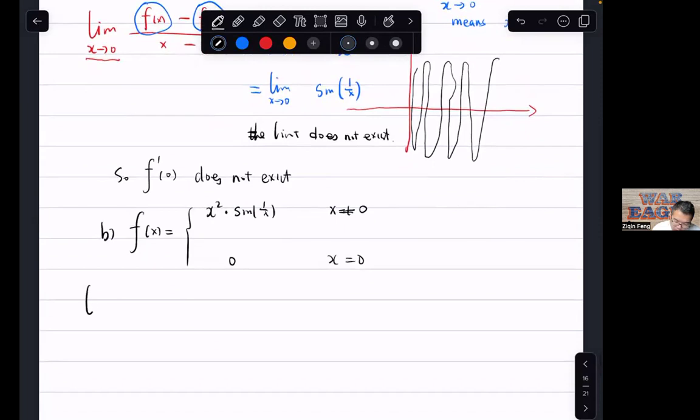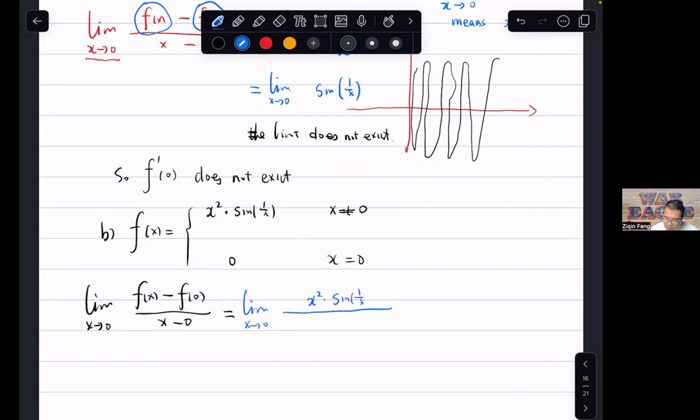Now let's try to evaluate the limit as x goes to 0 of f of x minus f of 0 over x minus 0. Now we plug in the function form. Doing a similar substitution, you get x squared times sine of 1/x, minus 0, over x. So this is the same as, as x goes to 0, x times sine of 1/x.